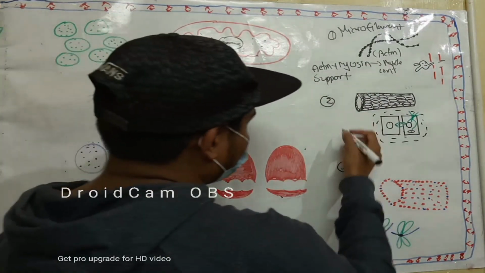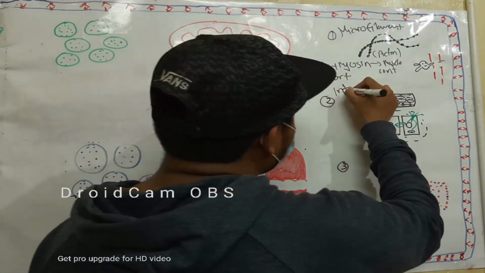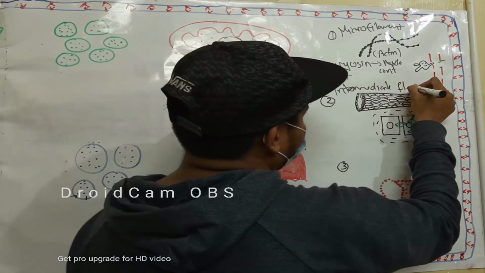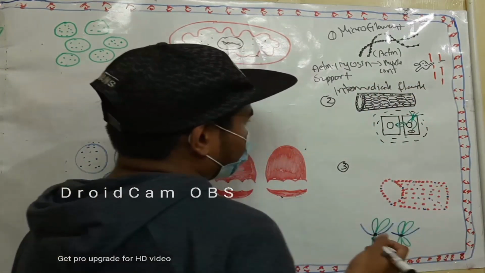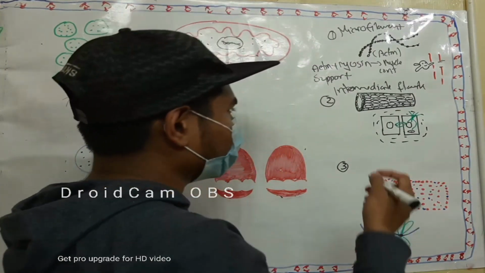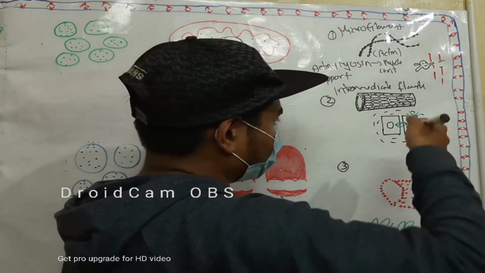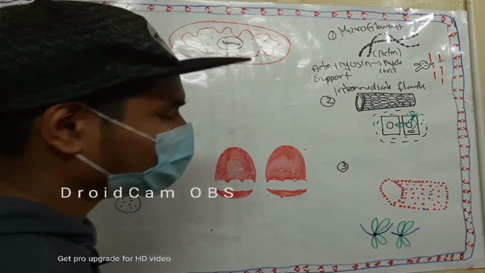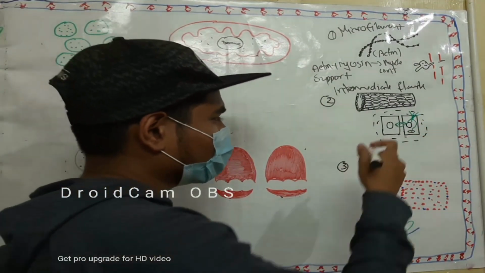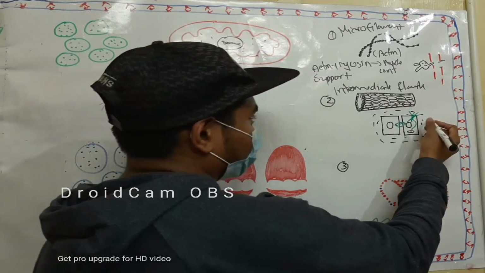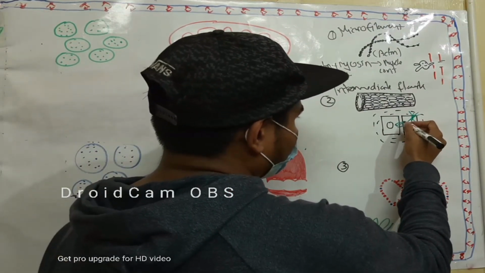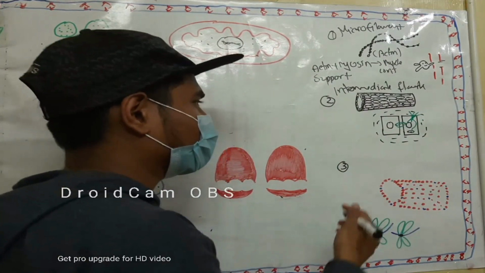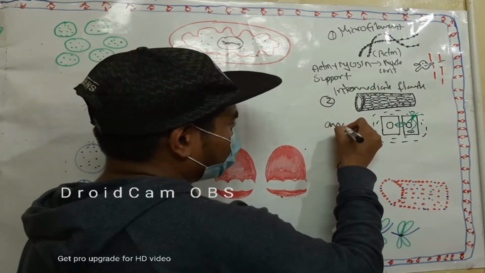And the next structure is known as the intermediate filaments. These intermediate filaments are involved in the process of anchoring. They anchor the cell to the extracellular matrix, which contains many collagen fibers, different types of fibers. They anchor one cell to another cell, and they anchor different types of cell organelles within the cells. The main purpose of this is anchorage.